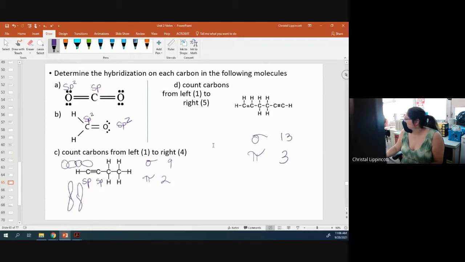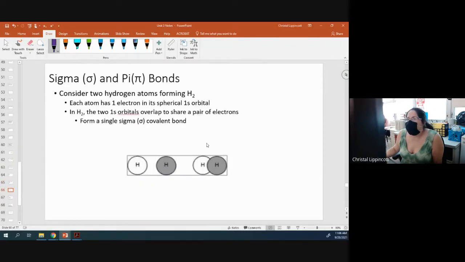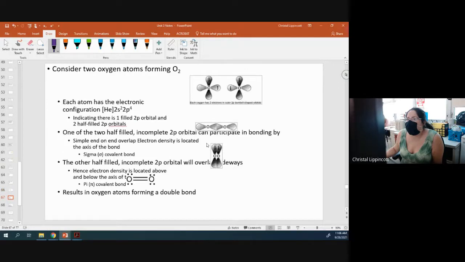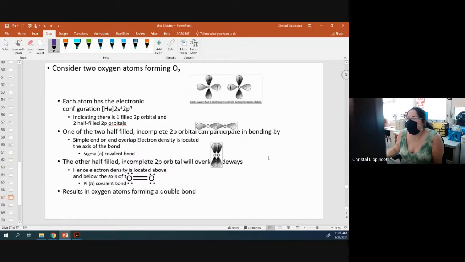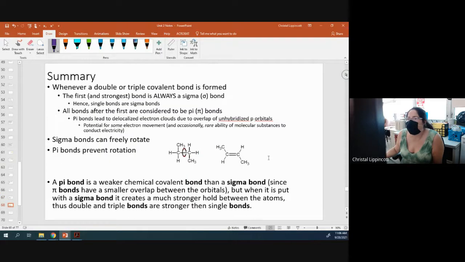How are we feeling about hybridization? Sigma and pi bonds. Good? All right, let's talk about, that was my sigma and pi. We talked about how they overlapped. You guys can go through those notes further if you want. It's just easier for me to talk to you about it when I'm drawing it, I think.